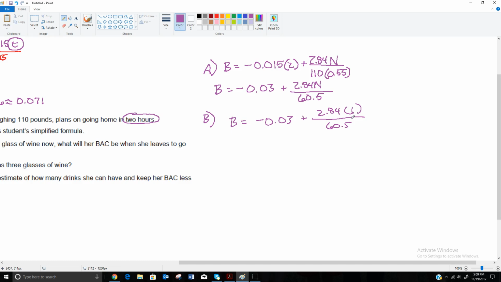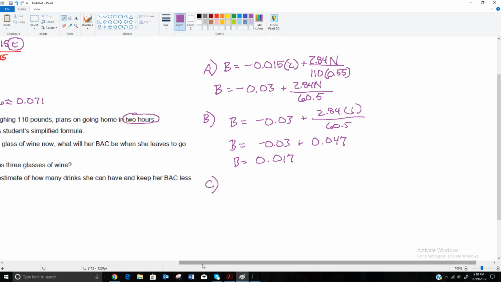I'm going to do the number on the right first, so 2.84 times 1, of course, would be 2.84, and then I'm going to divide by 60.5, and that will get me negative 0.03 plus 0.047. And if I add those together, negative 0.03 plus 0.047, I get 0.017. So she's well under even the impaired limit, let alone the legal limit. So 0.05 would be impaired. She would be well under that if she had 1 drink and waited 2 hours.